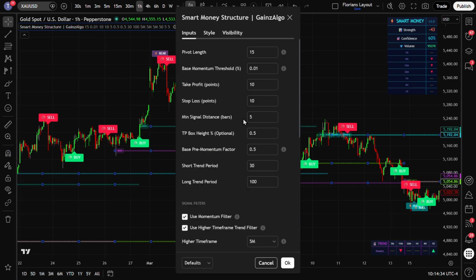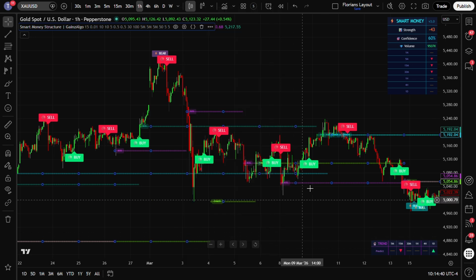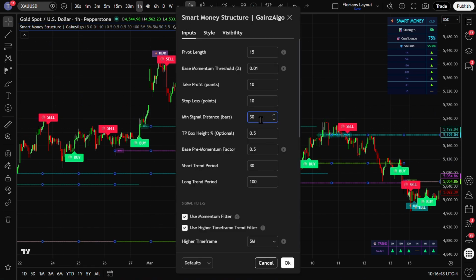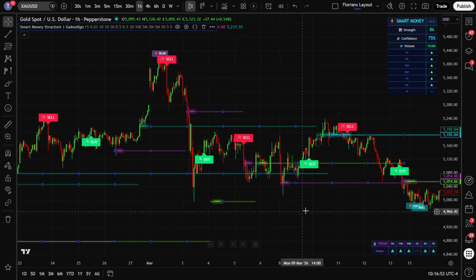Next is the minimum signal distance, defaulted at 5 bars. At that value, signals cluster almost on top of each other, which is a fast track to overtrading. Push this to 30 and signals become selective, deliberate, and far more meaningful.